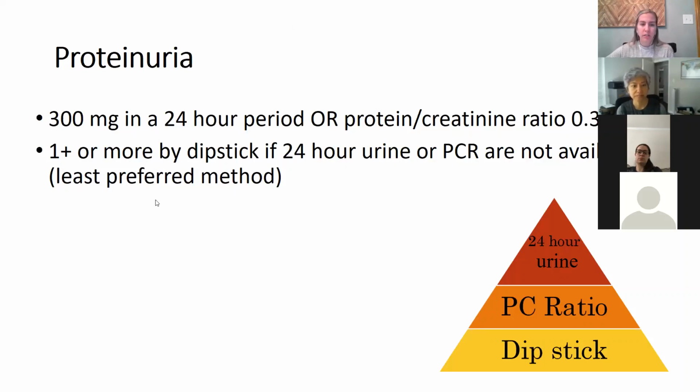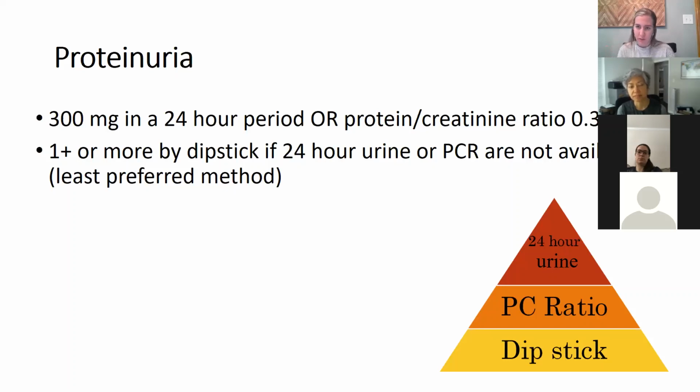So the dipstick is kind of an old school term, I guess, I could use. We really want to try and get away from the dipstick. And the best method that I can say is, if you look at this pyramid, the dipstick is the least preferred, then the PC ratio. And it'd be really nice if we could get a 24-hour urine, because it really tells you how much protein they are spilling into the urine.